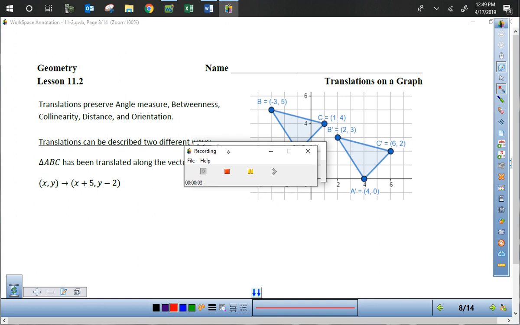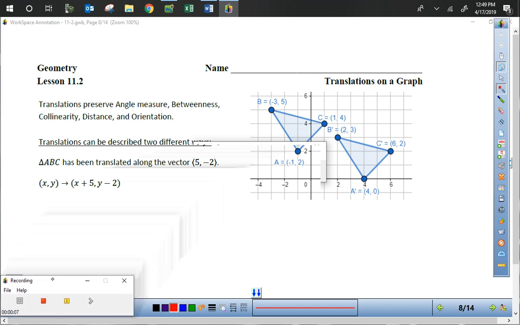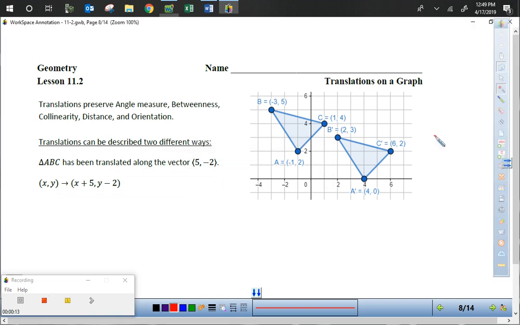Alright folks, today we're going to 11.2 of the chapter, and that's going to be talking about translations on a graph. Okay, well, a translation is just a shift. So that means we're going to take this whole figure and shift it left, right, or up, down. A combination of the two can happen as well.